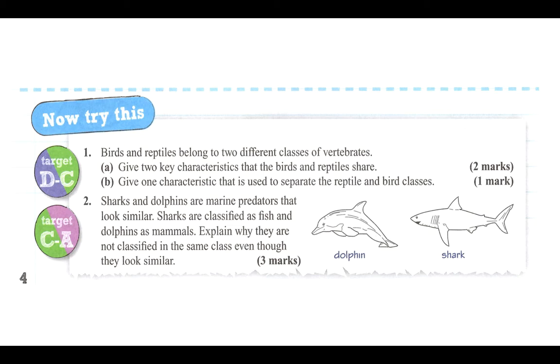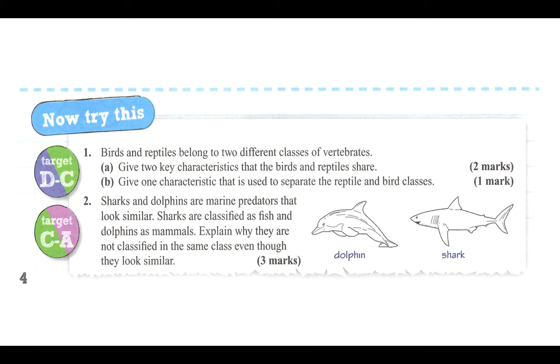Give one characteristic that is used to separate the reptile and the bird. So what could we use to separate them? Okay. We could have said any of the following. Birds have feathers, whereas reptiles do not. Birds are homeotherms, they regulate their temperature internally, but reptiles are poikilotherms, they rely on the environment to regulate their body temperature. Birds lay hard-shelled eggs, but reptiles lay leathery-shelled eggs. Okay? So, the eggs laid by reptiles are not hard, they're not like the eggs you use to cook with.